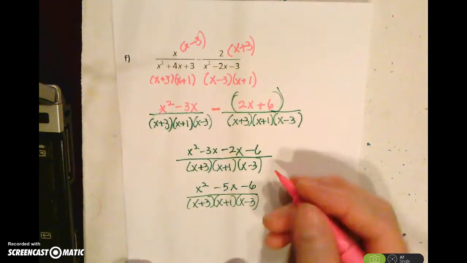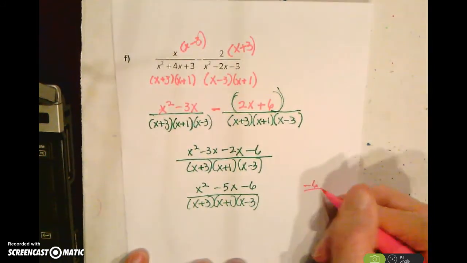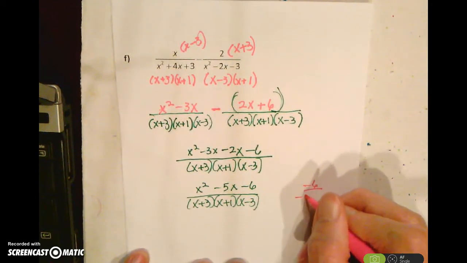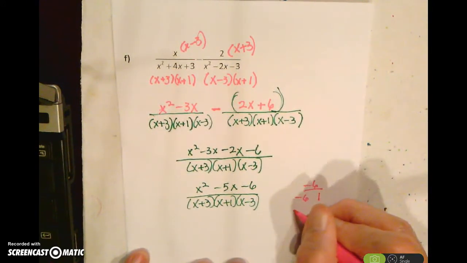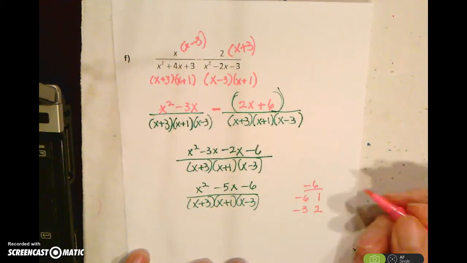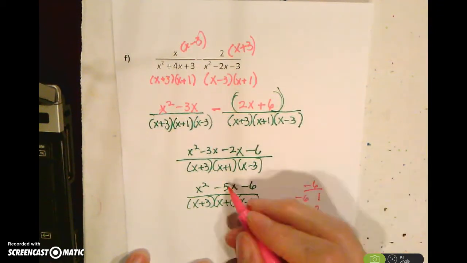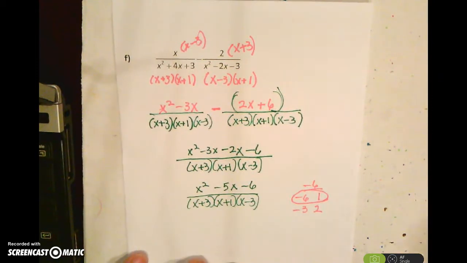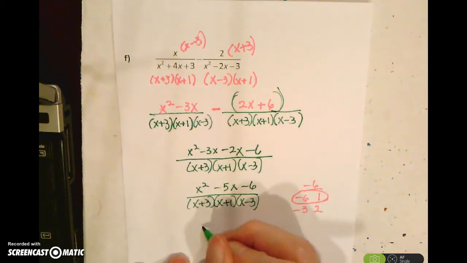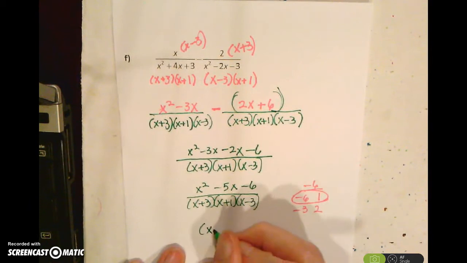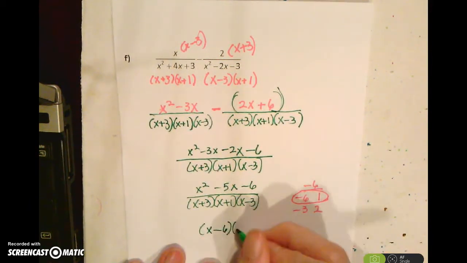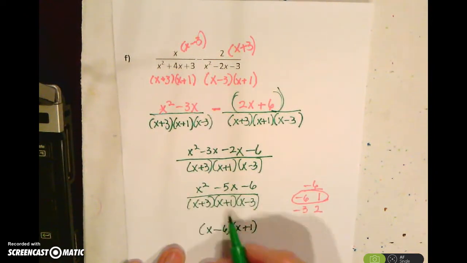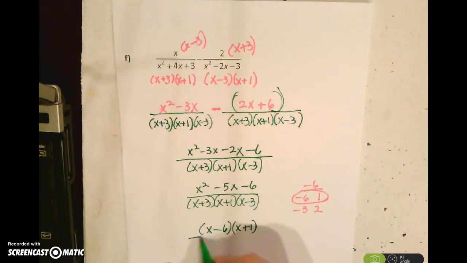And again, it's a trinomial, so I need to think about whether it's going to factor or not. It's negative, so it's going to be 1 negative, so negative 6 and 1, or negative 3 and 2. And I need them to add to negative 5, and we have a winner there. So I can factor this into x minus 6 and x plus 1. So remember that whenever there's not a coefficient, I can do the short method.